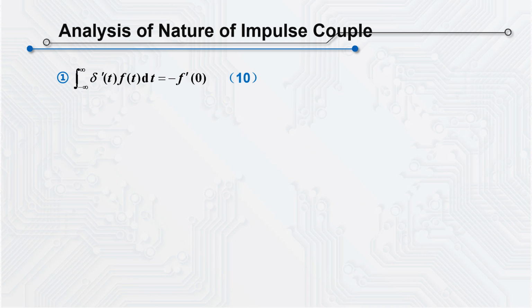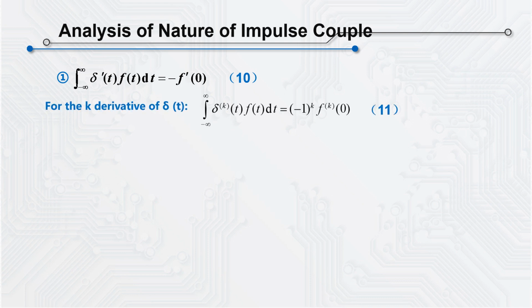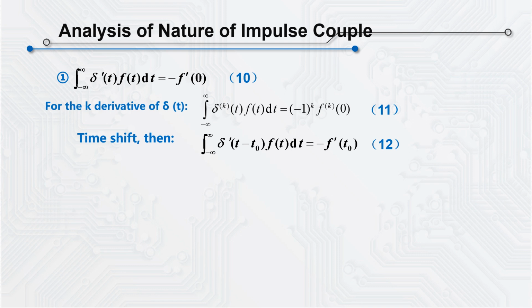Let's analyze the nature of impulse couple. First, the integral of the product of δ'(t) times f(t) is equal to minus f'(0), which is formula 10. It can also be regarded as screening of impulse couple. When integrating the product of f(t) times the k-th derivative of δ(t), we can get formula 11. In formula 11, you should notice minus 1 to the power of k. After time shift, we can get formula 12.